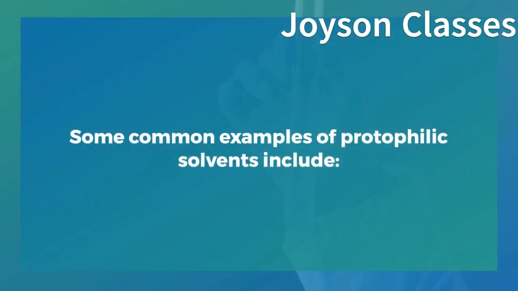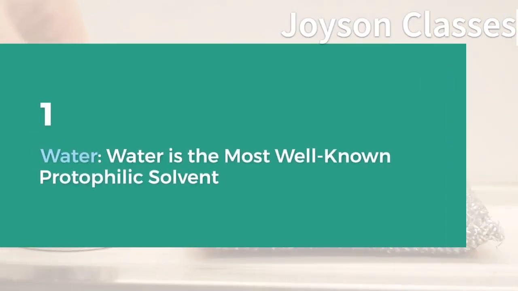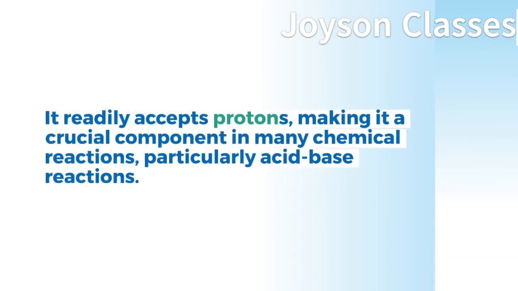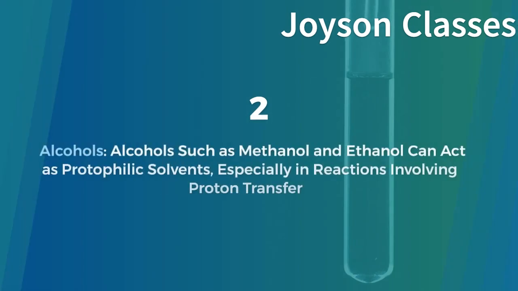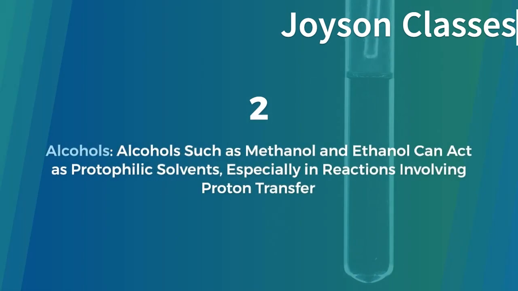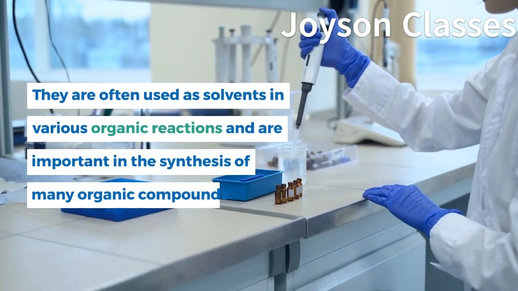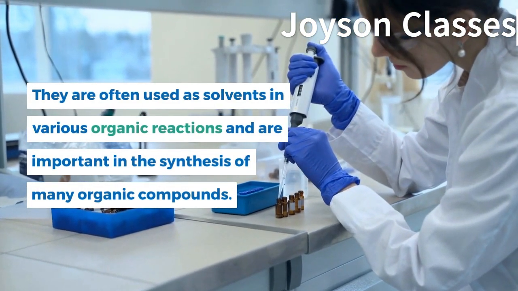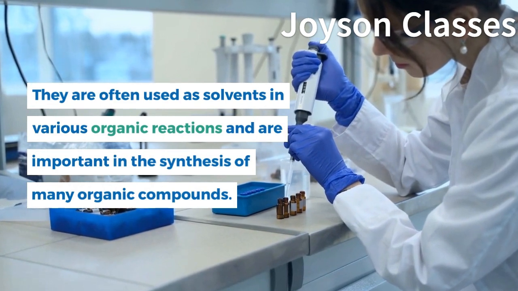Some common examples of protophilic solvents include: 1. Water. Water is the most well-known protophilic solvent. It readily accepts protons, making it a crucial component in many chemical reactions, particularly acid-base reactions. 2. Alcohols. Alcohols such as methanol and ethanol can act as protophilic solvents, especially in reactions involving proton transfer. They are often used as solvents in various organic reactions and are important in the synthesis of many organic compounds.